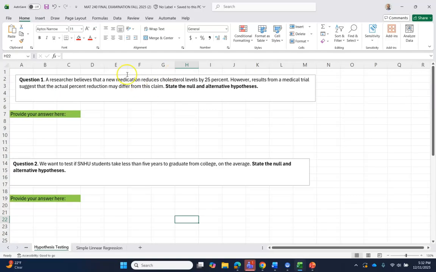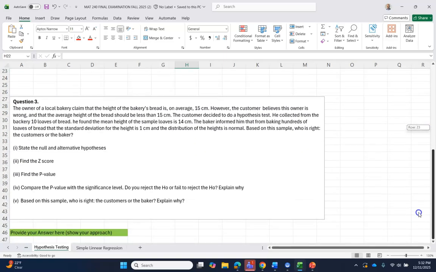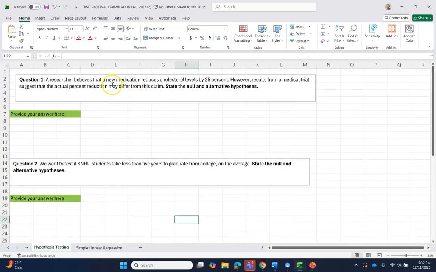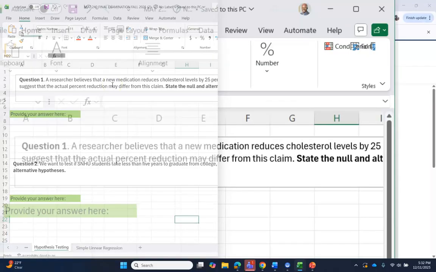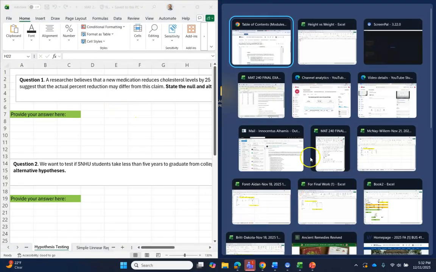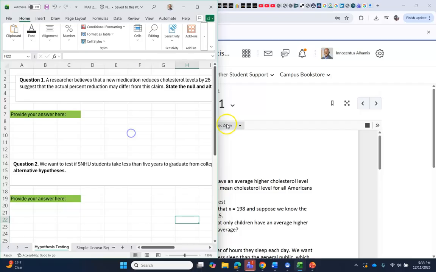The first question requires you to state the null and alternative hypothesis. I think the second one is the same. And for the third one, we have to do some more analysis on the hypothesis testing. We're going to start with the first question, so let's put this on the side and try to look at these questions.